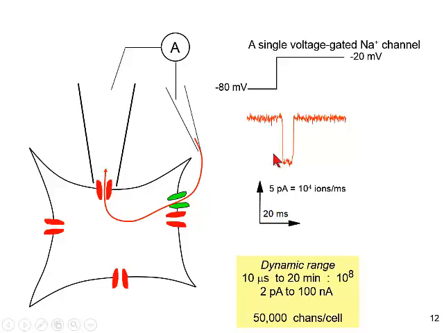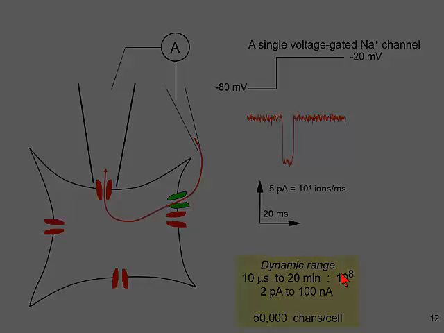One can record a single channel, even if it opens for only 10 microseconds, and even if it does this only once every 20 minutes, which is a dynamic range of 10 to the 8th, almost as good as the human genome. And the patch clamp can record currents ranging in size from 2 picoamps, which is about the size of this sodium channel, to 100 nanoamps. And there are roughly 50,000 channels per cell. So we will come back to stories about Feynman and Mead next time.